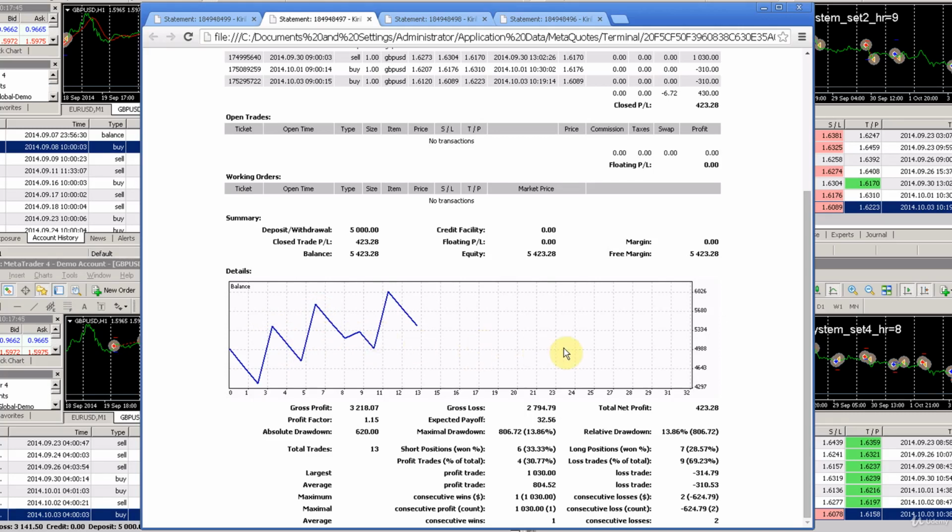This is not something that you'd want to consider. Like, look at the profit factor, it's 1.15, and as we will discuss further in the course, you should aim for profit factors of 1.6 and above. Expected payoff is alright, it's $32 net profit per trade. Maximal drawdown is 13%, so that's something you'd want to consider in making your decision.